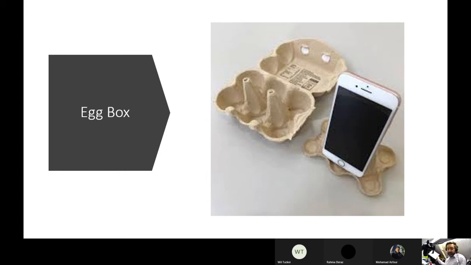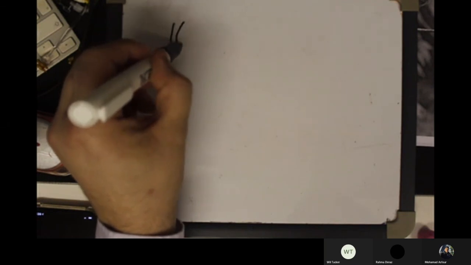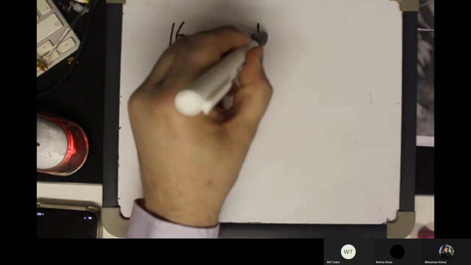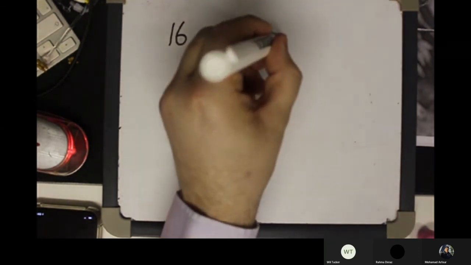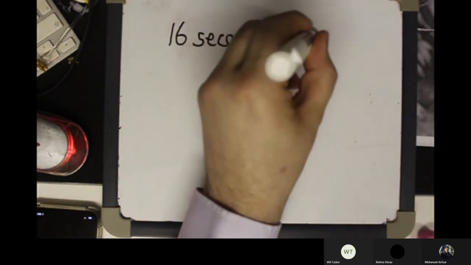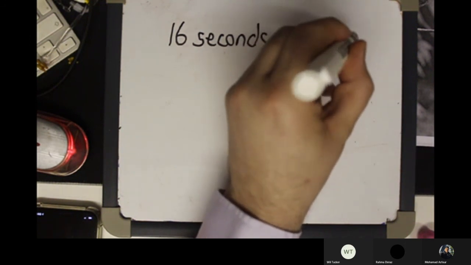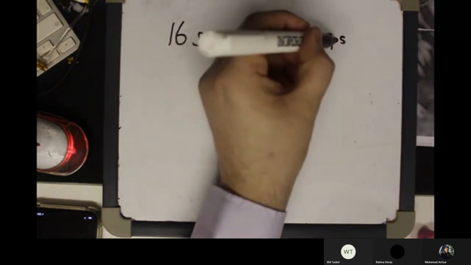The last task I'm going to need you to do is solve this math question. I'm going to say I am doing 16 seconds of film, okay? 16 seconds of film. My film is going to be 16 seconds, and I'm going to do that at 24 frames per second, okay? FPS, which is frames per second.